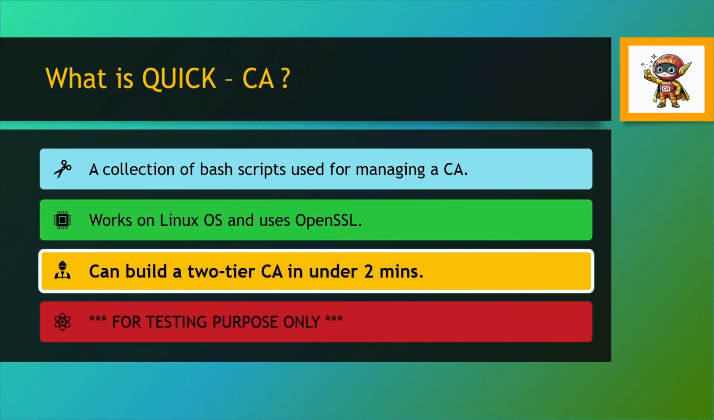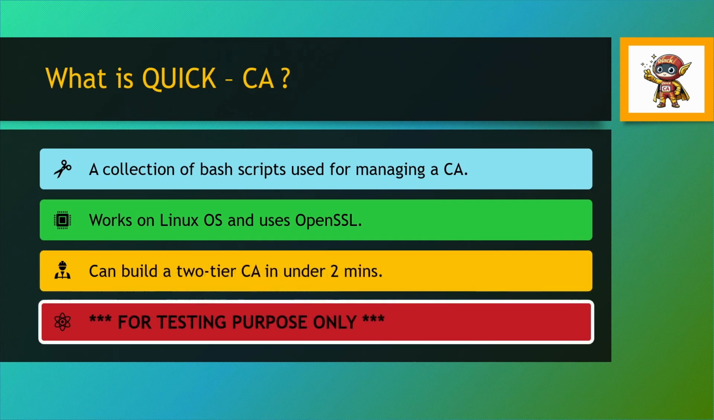The scripts for QuickCA can set up a two-tier CA within 2 minutes. There's no need to manually set up a directory structure or write config files. The script does it all for you. I must remind you that QuickCA is not intended for production-related use cases. This is strictly for testing purposes only. I will now take you to my Linux VM where I will show you how to use QuickCA.